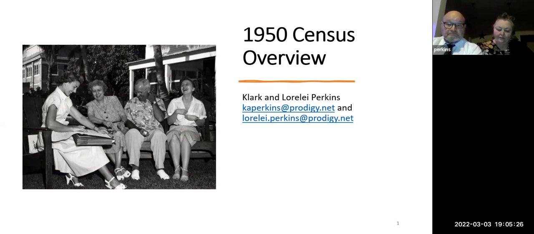What you have here is a picture of President Harry Truman and his wife and daughter in Key West, Florida, being enumerated in the 1950 census. This enumerator on the left had no warning that she was going to be enumerating the President of the United States, and she did a great job, and they look quite relaxed as they did that.